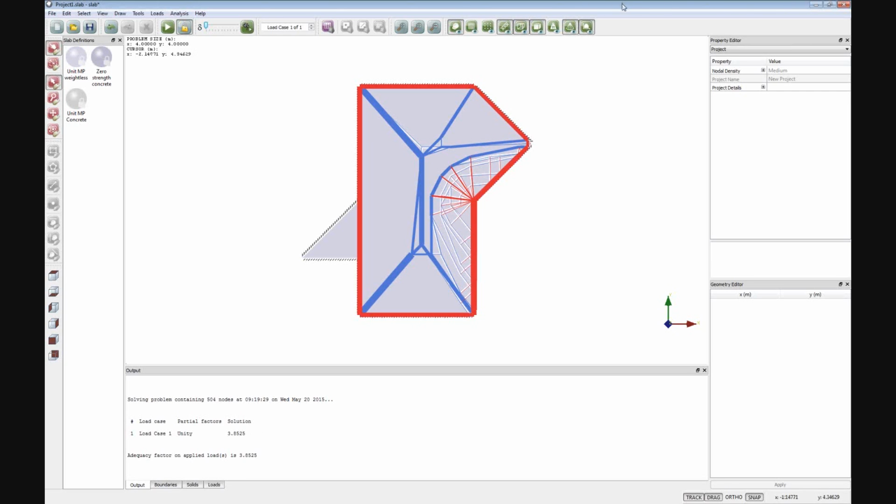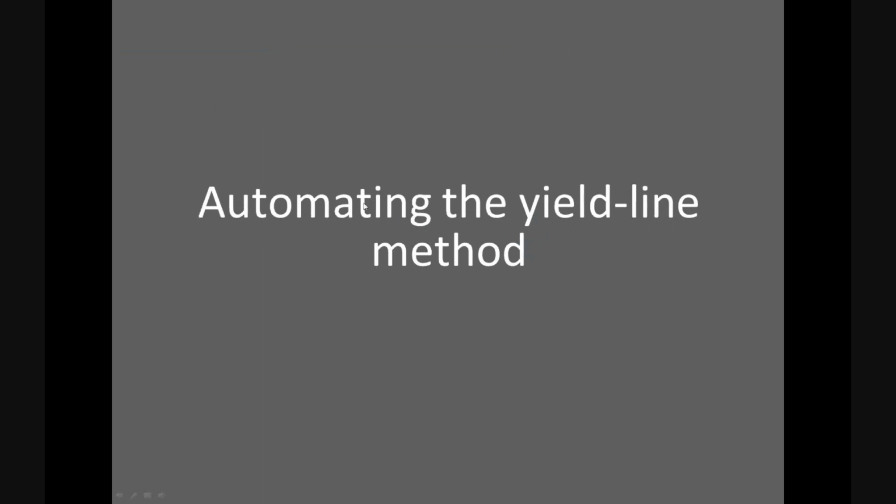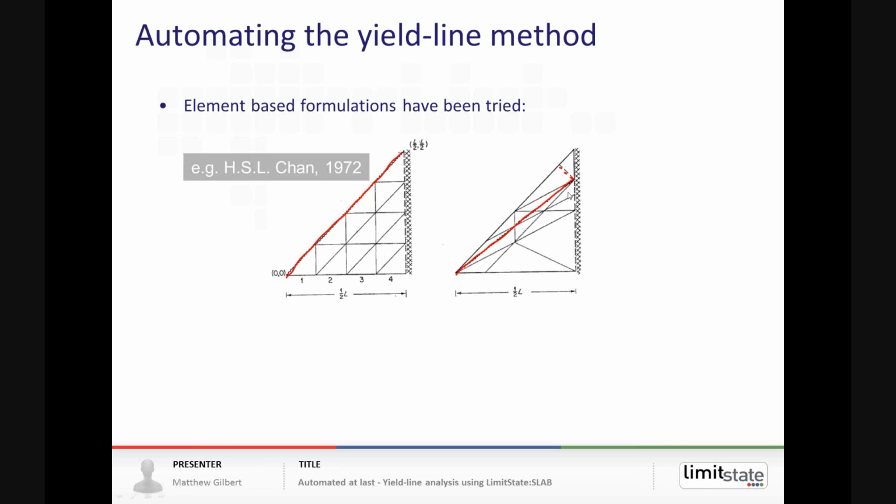So going back to the actual presentation, how do we actually automate the Yieldline method? So lots of people have actually tried to do it. In the early 1970s, Henry Chan from Oxford tried a rigid finite element approach where he specified the problems as being made up of rigid finite elements with potential yield lines existing along the edges of those finite elements. So you can see here on the left hand side where this red line is, and the problem was to optimize the solution to find the critical arrangement of those yield lines.